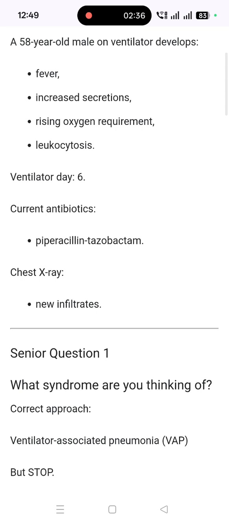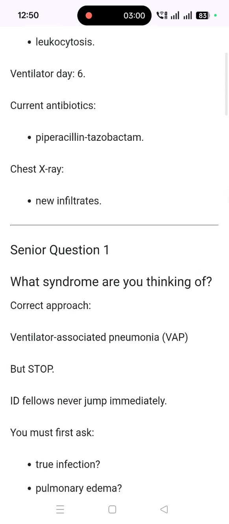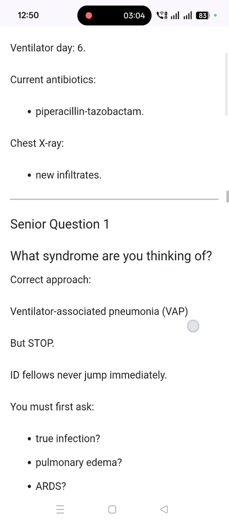You should see what happened to the patient, what the present status of the patient is, whether the patient is improving or not, and what antibiotic was given. If the person is not improving, then you have to change. If the person is improving, then you can de-escalate. Then you should see the chest x-ray, and new infiltrates are there. So I think the patient is not improving.